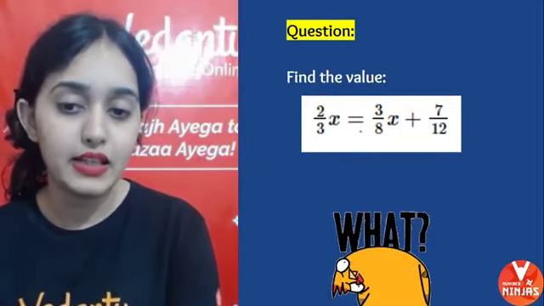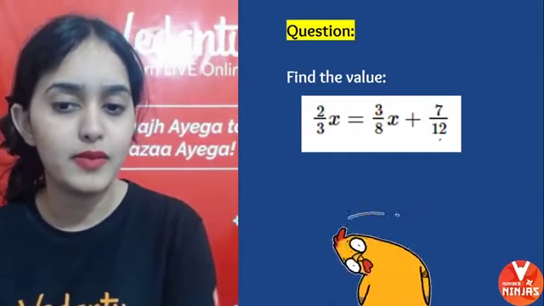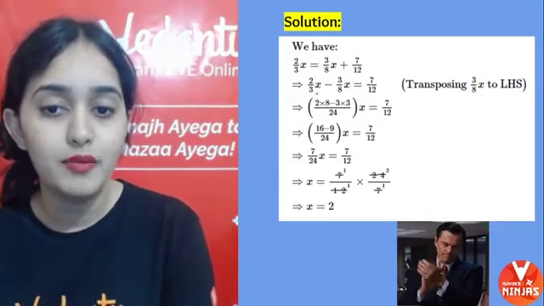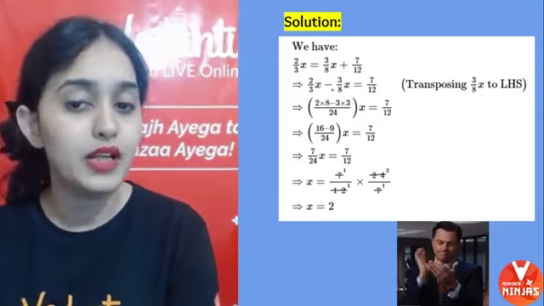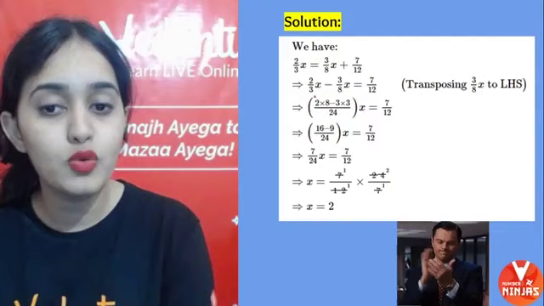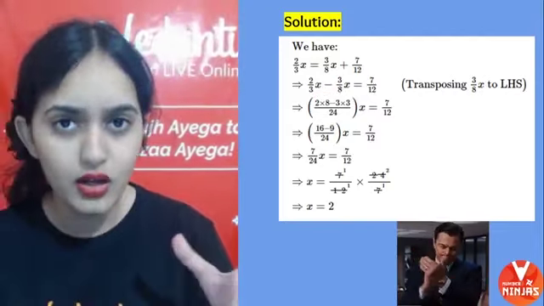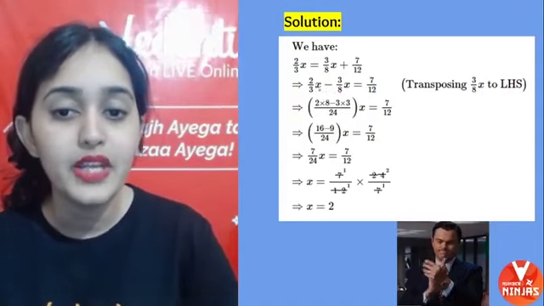2 by 3x is equal to 3 by 8x plus 7 by 12. Again simple question. Bring x on the other side. What you have to do? Bring this on the other side. Plus 3 by 8 will become minus 3 by 8x. Now 2 by 3 minus 3 by 8 is nothing but a fraction. x को थोड़ा ignore कर दो, fraction की तरह treat करो, ठीक है?